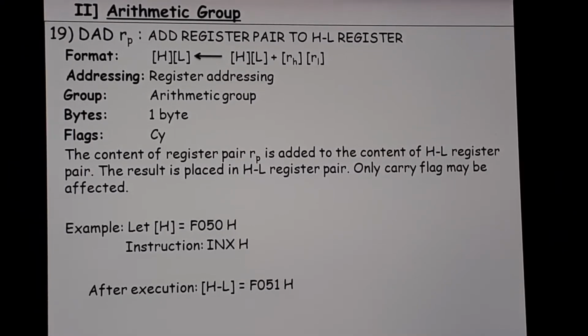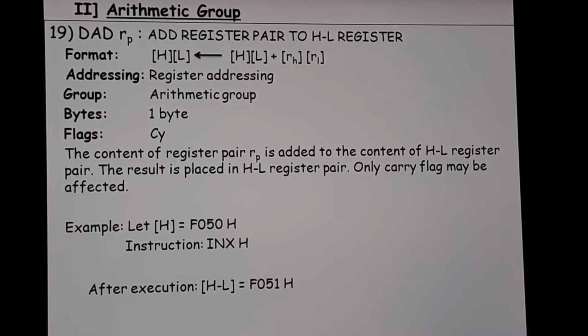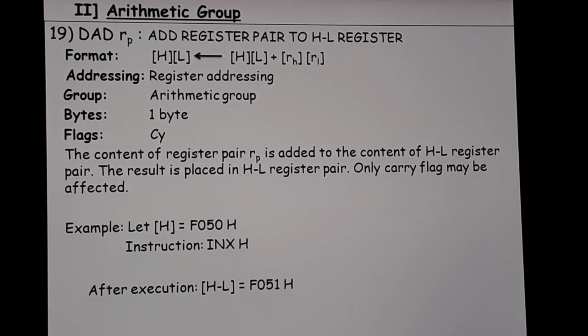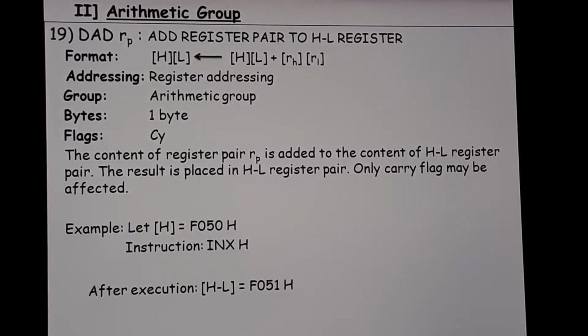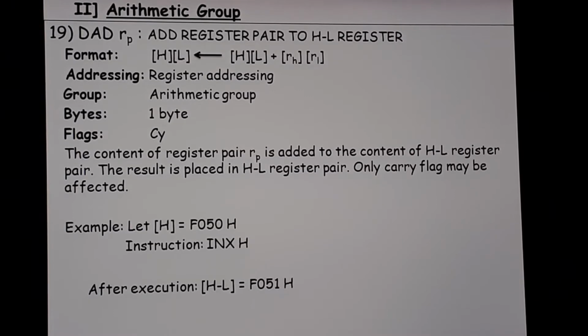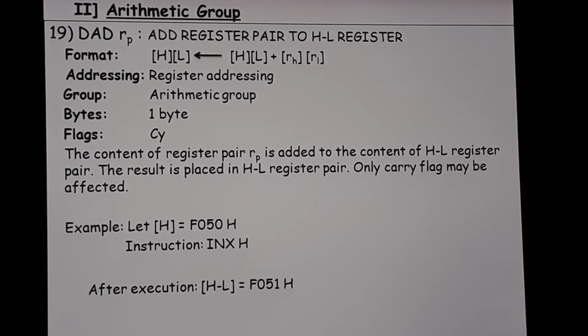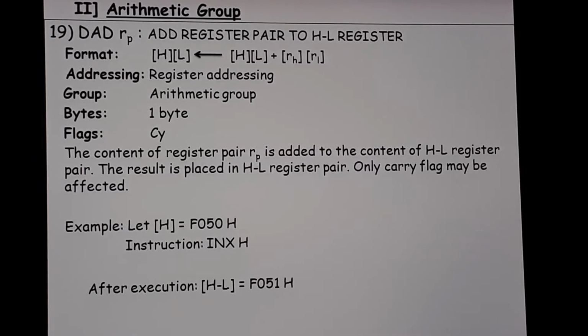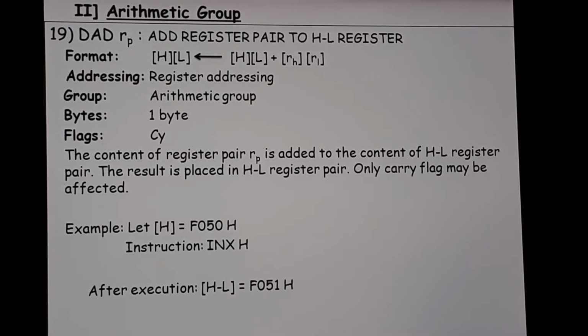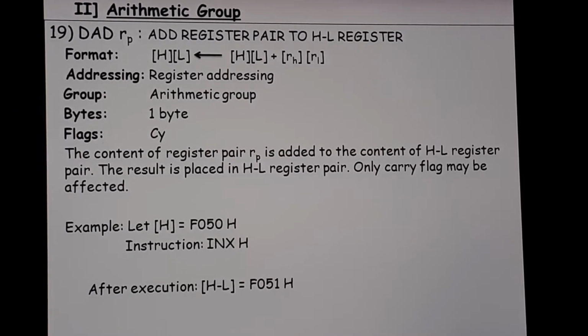So the instruction name is DAD, D-A-D, RP, where RP, you all know, stands for register pair. The full form for DAD is add register pair to HL register pair. So compulsorily you have to add any of the register pairs that you mention in the instruction with the HL pair. Okay, so DAD stands for add register pair to HL register pair.